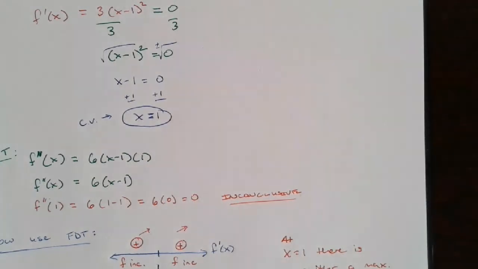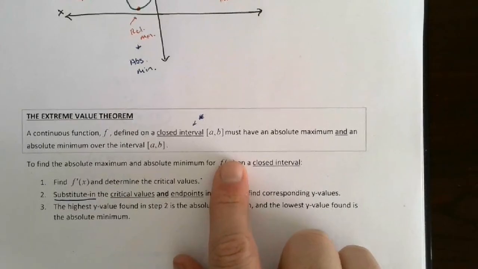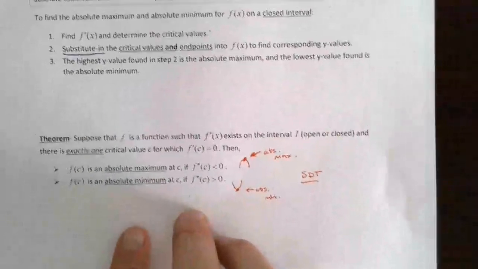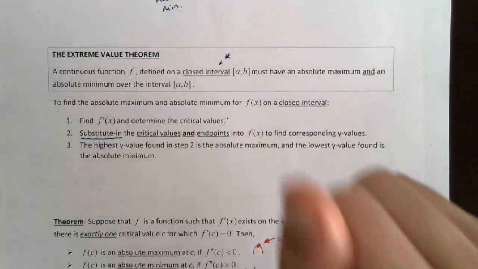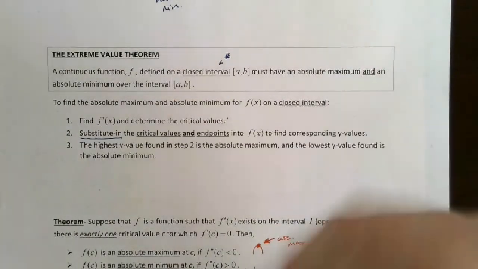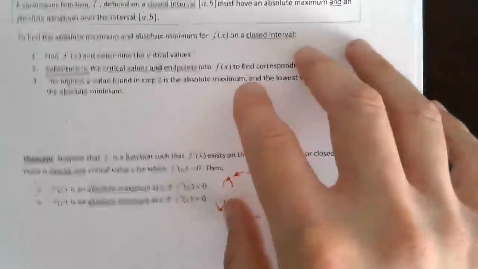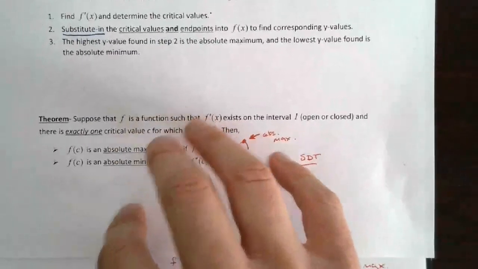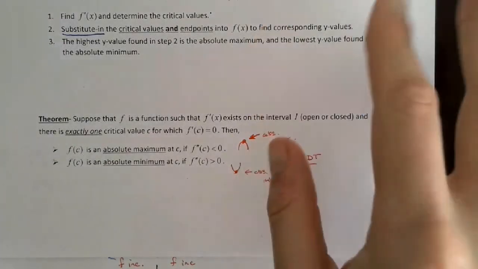So the key thing in this section, though, is to make sure that you know the difference between what you do on a closed interval for a function compared to what you do if you have an open interval, because they are different. On a closed interval, to find the absolute maximum and minimums, you find the critical values, and then you just take them and the endpoints, and you sub them into the original function and determine, what's the highest y value, what's the lowest y value, and that's your absolute max and absolute min.